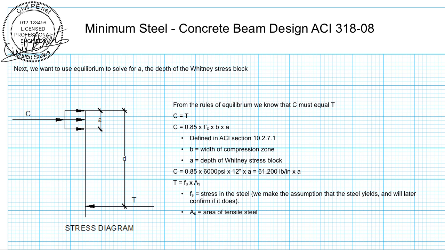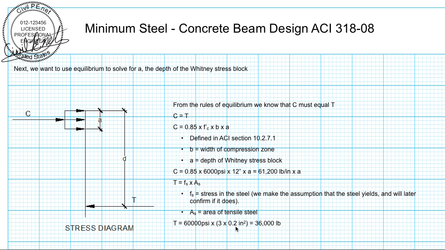And in so doing, we know that the stress in the steel is equal to the yield stress of that steel, or 60 ksi. A sub S is once again the area of the tensile steel. So substitute our values in, and we get the tension force is equal to 60,000 psi times 3 times 0.2 inches squared. We've got 3 number 4 bars, and we get that tension force is equal to 36,000 pounds.